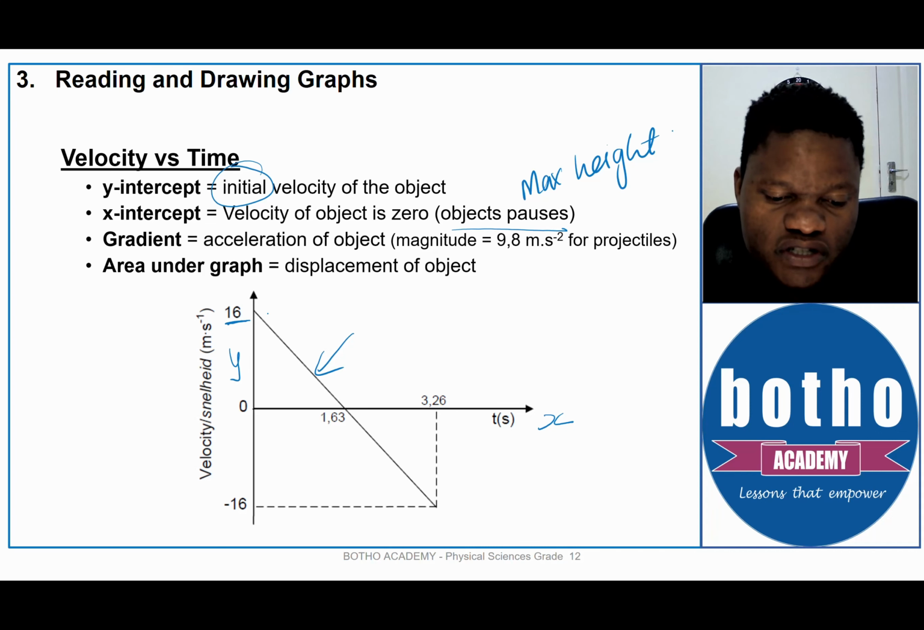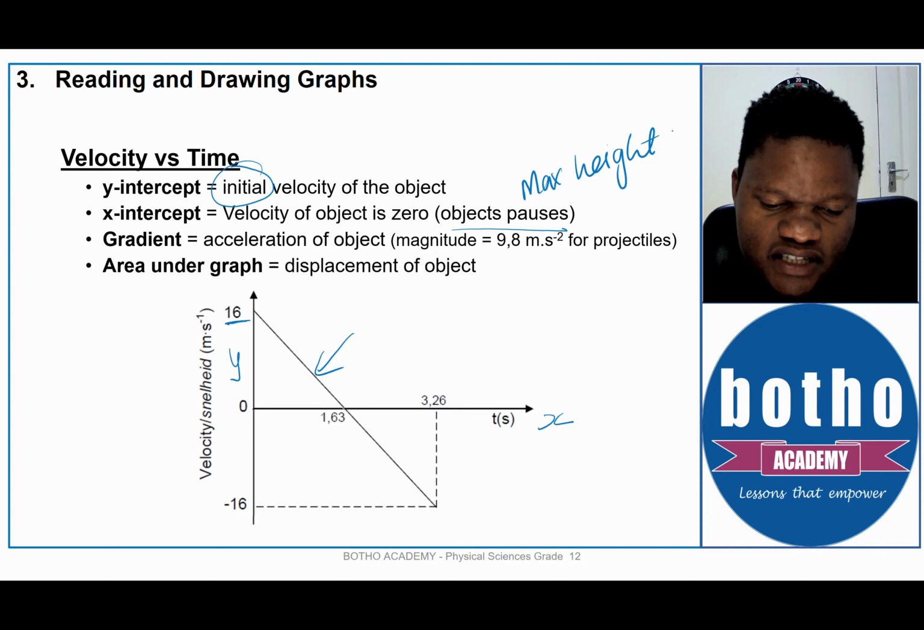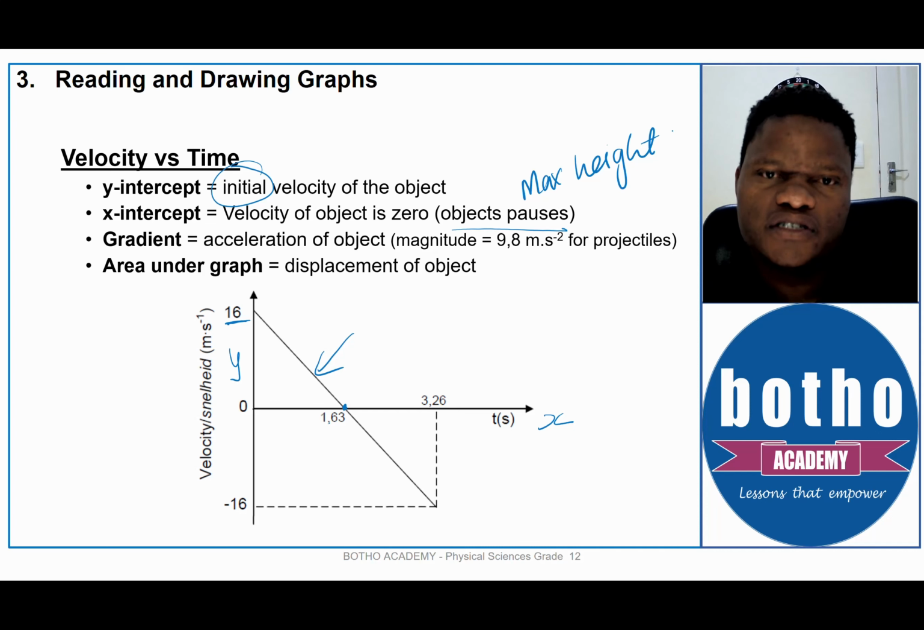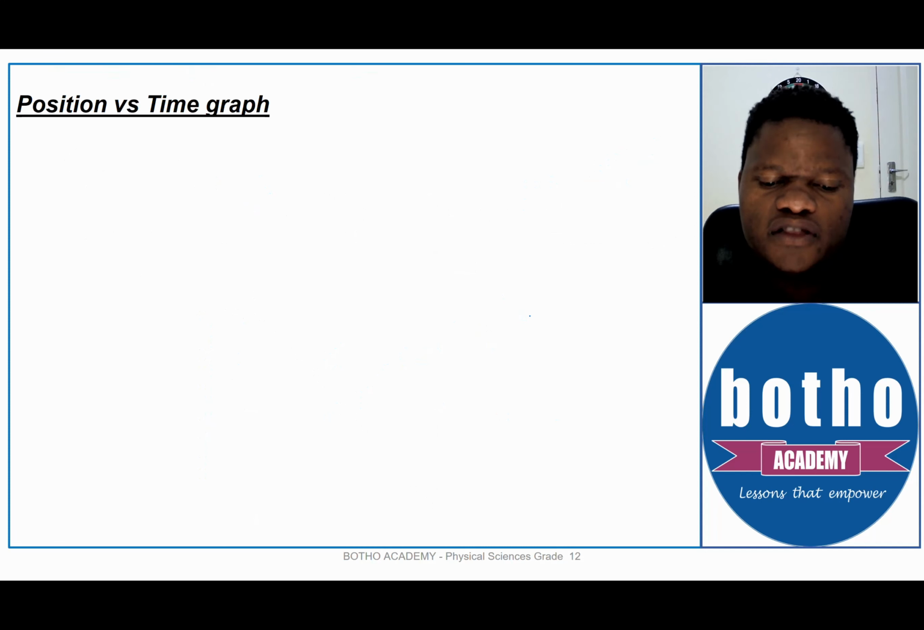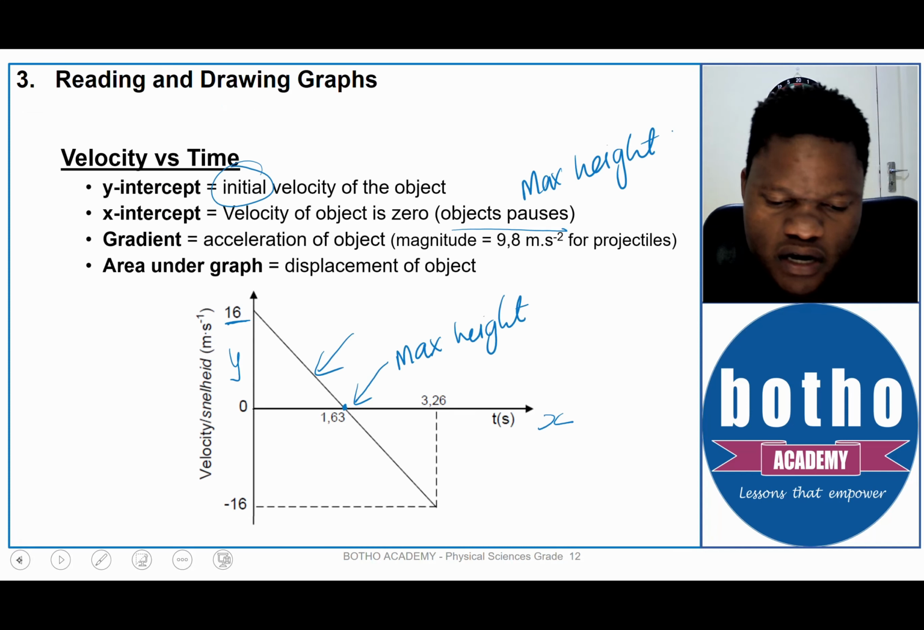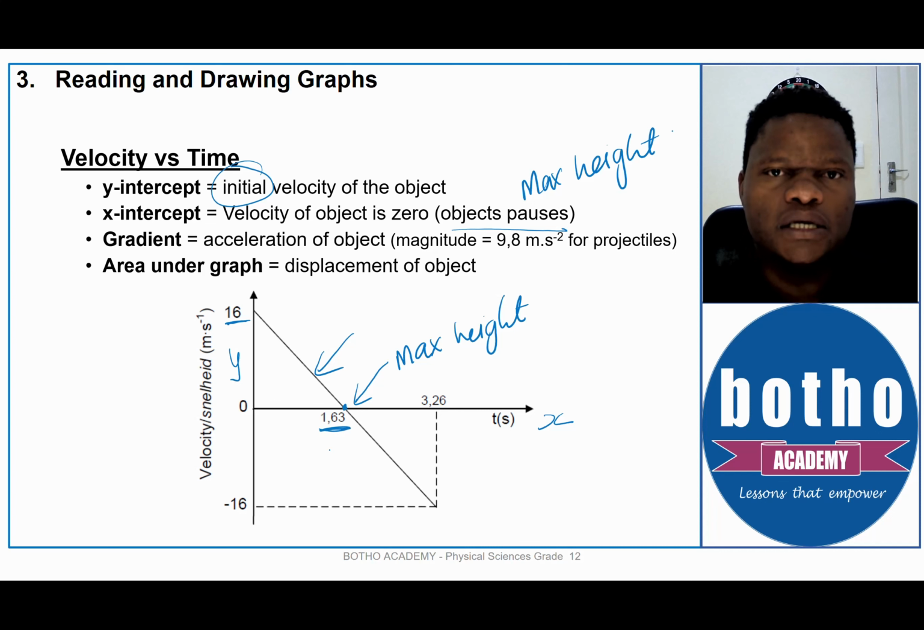What happens to the velocity, as you can see from the graph? The velocity decreases. When does that happen? That happens when you throw an object up. As it moves up, its velocity decreases. It will decrease until it reaches a value of 0. Obviously, at this point, at 1,63, is where we are going to be reaching the maximum height that the object will reach. So this is an object that reaches the maximum height after 1,63 seconds.